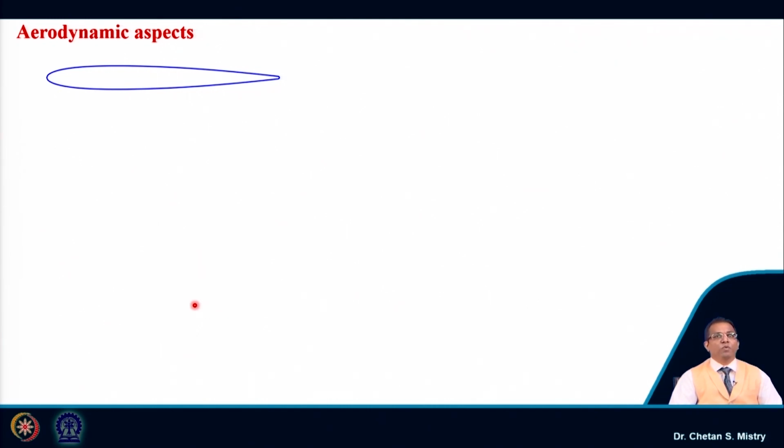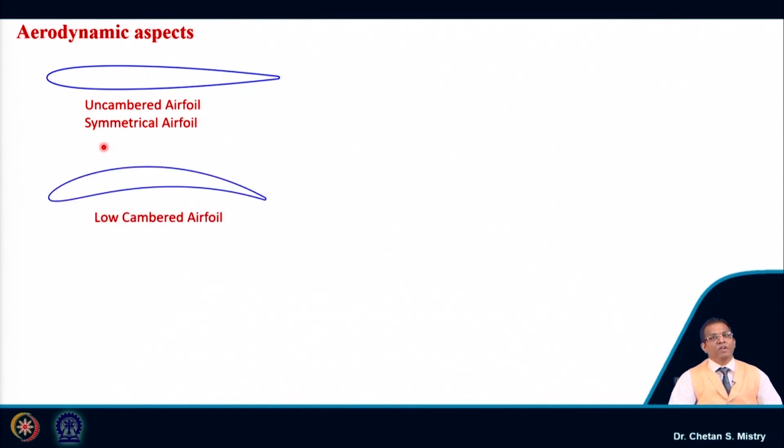So, here if you look at, this is representing the aerofoil, and for this aerofoil I can say it is defined as an uncambered aerofoil or symmetrical aerofoil. If I put this aerofoil in the flow without any angle of attack, we can say this aerofoil will not be generating any lift. Be careful.